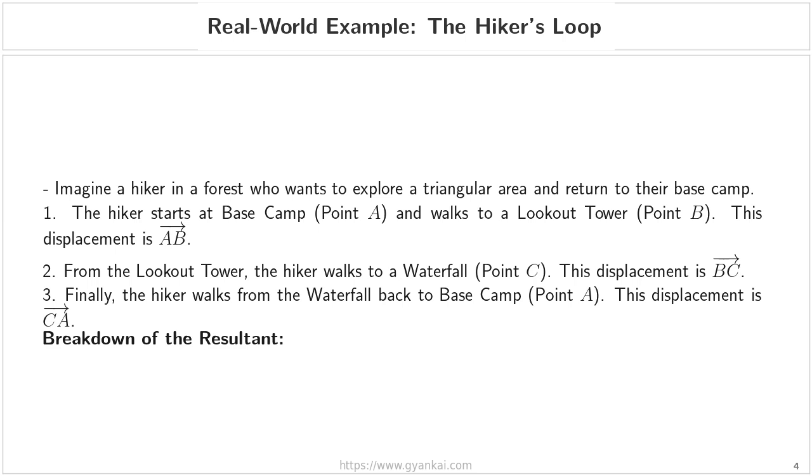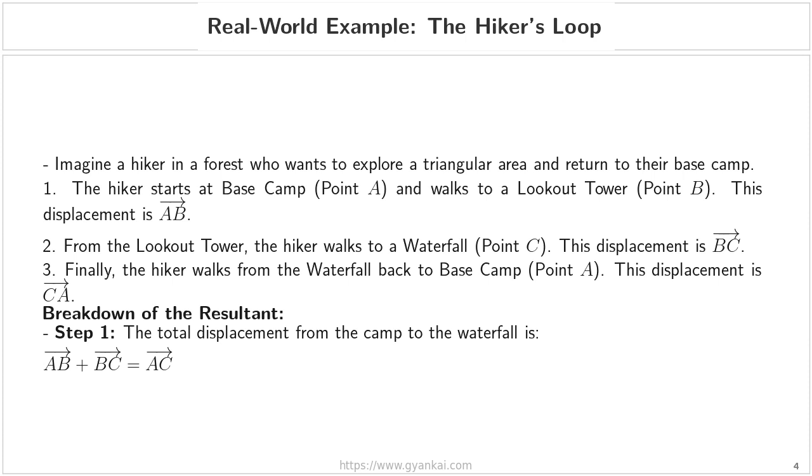Now, let's look at the breakdown of the resultant displacement to see how this connects to the derivation we just saw in the previous slide. In step 1, if we look only at the first 2 legs of the trip, from the camp to the tower, and then from the tower to the waterfall, the total displacement from the camp to the waterfall is the vector from A to C. Mathematically, we say vector AB plus vector BC equals vector AC.